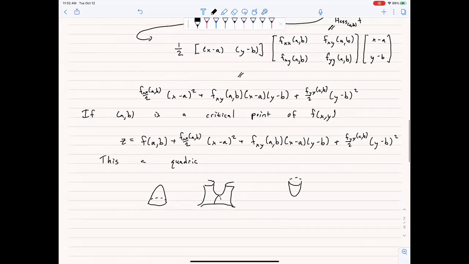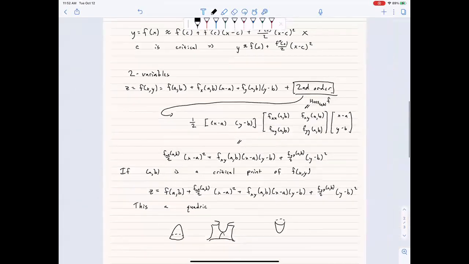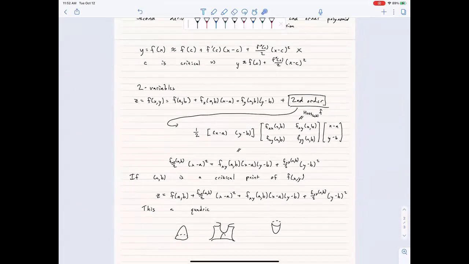So what I'm trying to say to you is that if we look at the 1 variable case, we had 2 pictures, depending on the sign of our second derivative. In the 2 variable case, we have 3 pictures, and what it depends on is, in a sense, the sign of the Hessian. It really only depends on this matrix.